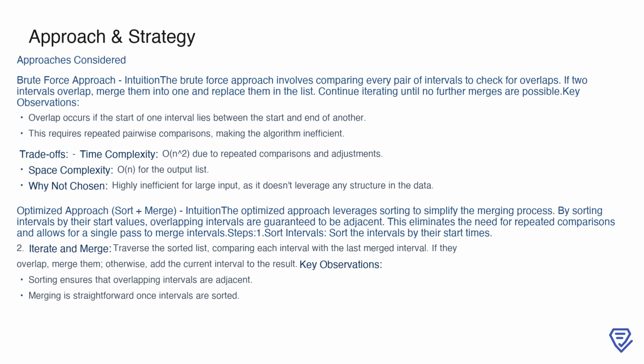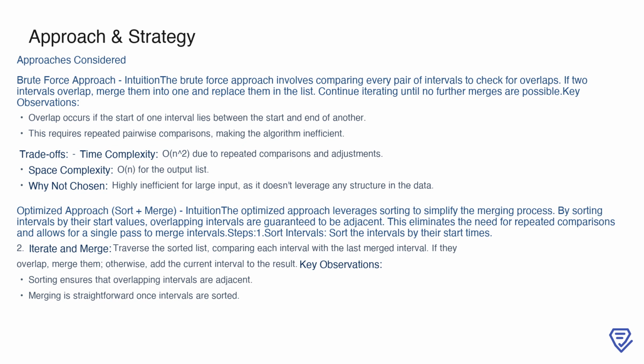Since we're performing repeated pairwise comparisons and making adjustments each time, the time complexity becomes O(n squared), which is prohibitively slow for large input sizes. Additionally, it doesn't take advantage of any inherent structure in the data, which makes it inefficient. While the space complexity is manageable at O(n) for the output list, this approach simply doesn't scale well, and that's why it's not suitable for this problem.